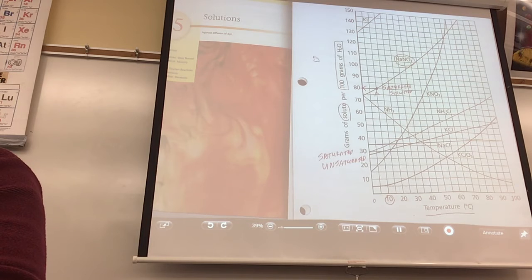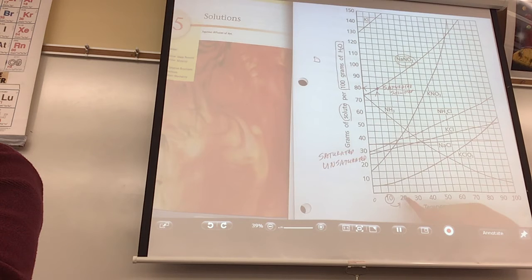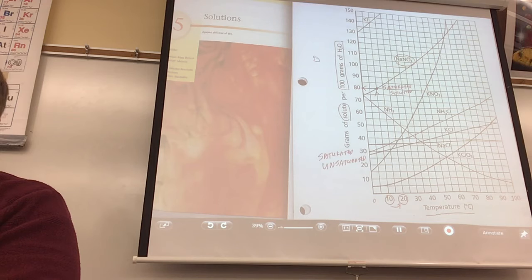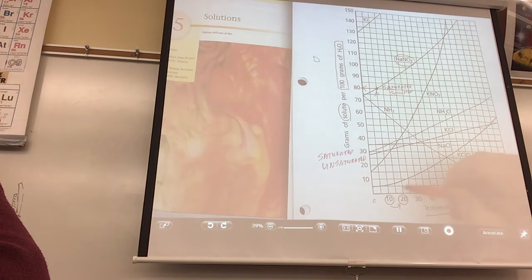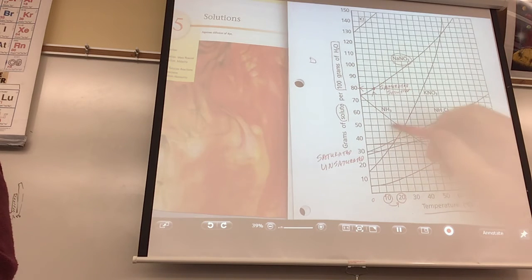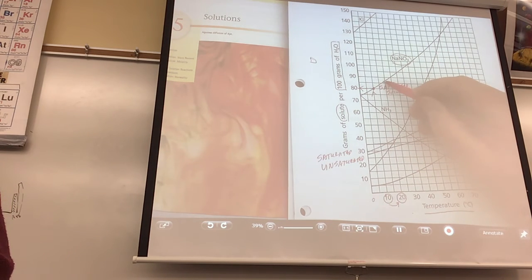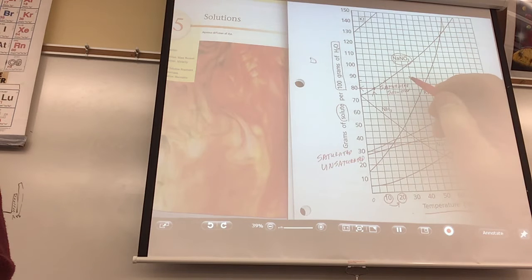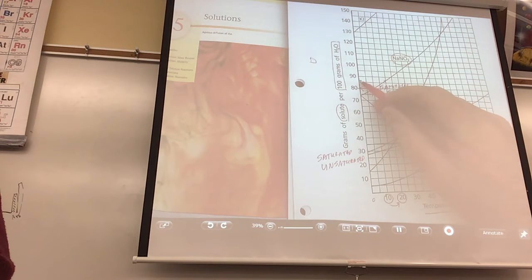Now, let's try something else now. Let's try and move the water. We're going to heat the water up now. We're going to heat the water up to 20 degrees. Now tell me, how many grams of sodium nitrate do you need to saturate 100 grams of water? What do you think that number is? That's 85, right? Should be like 86 or 87.